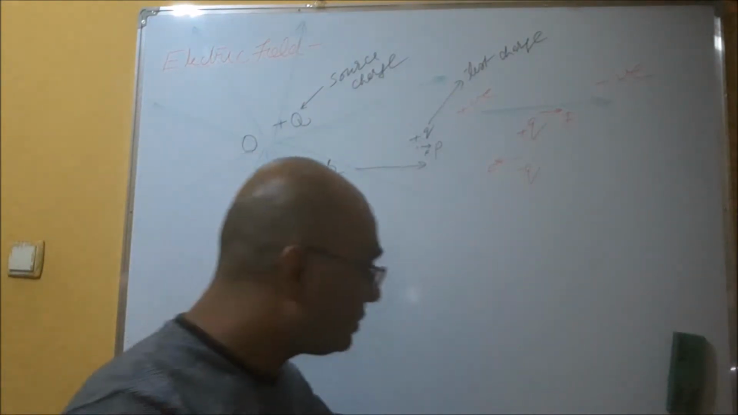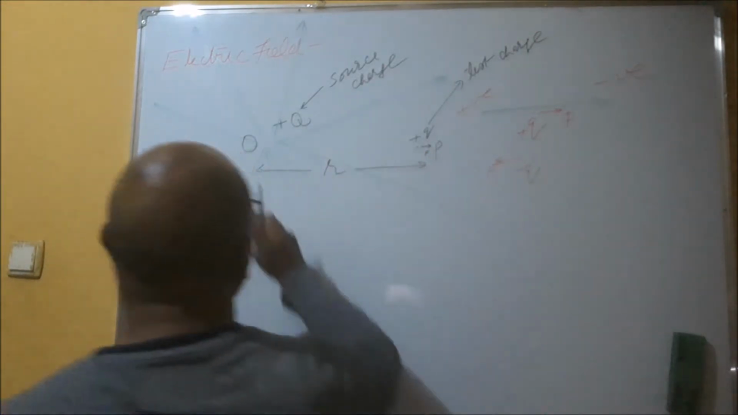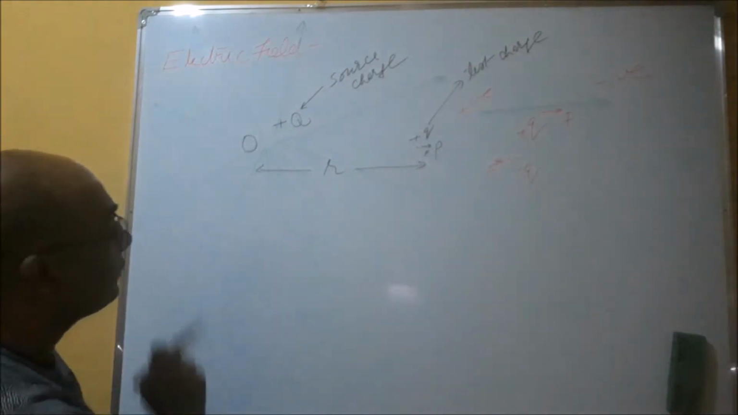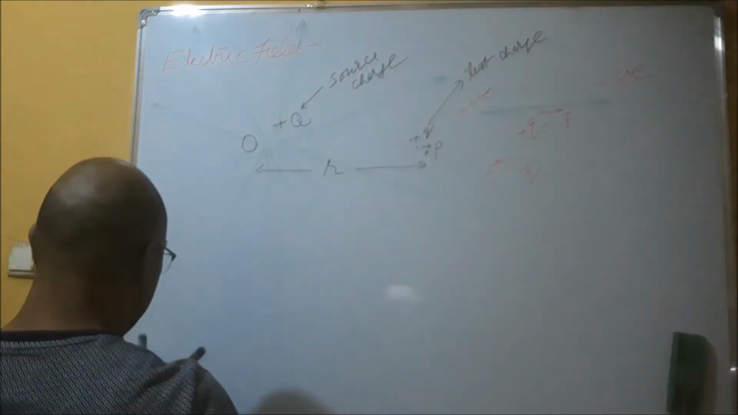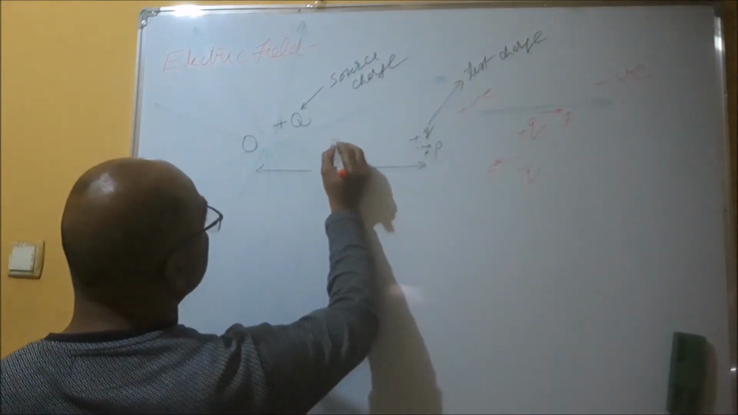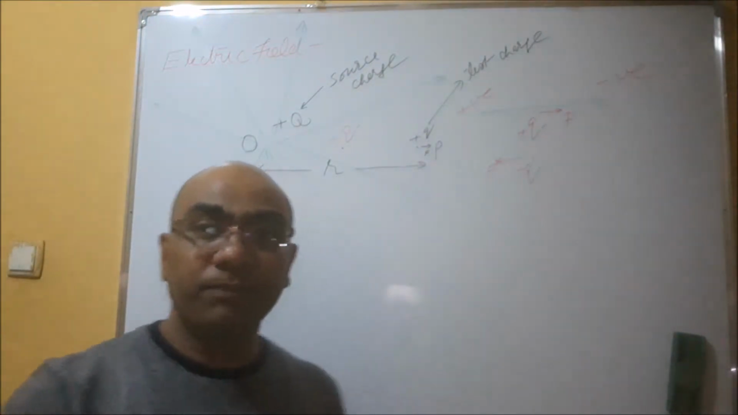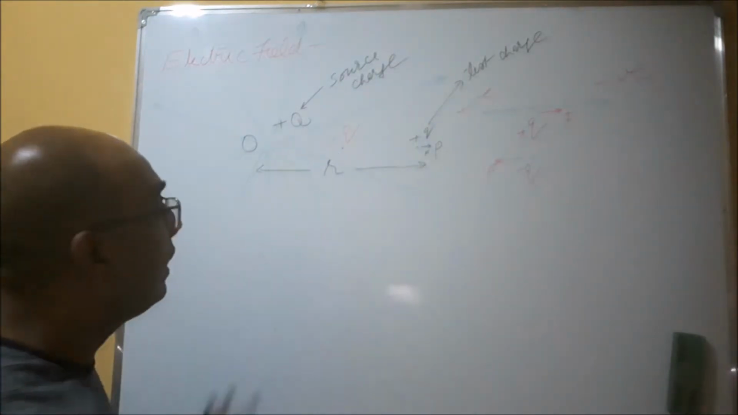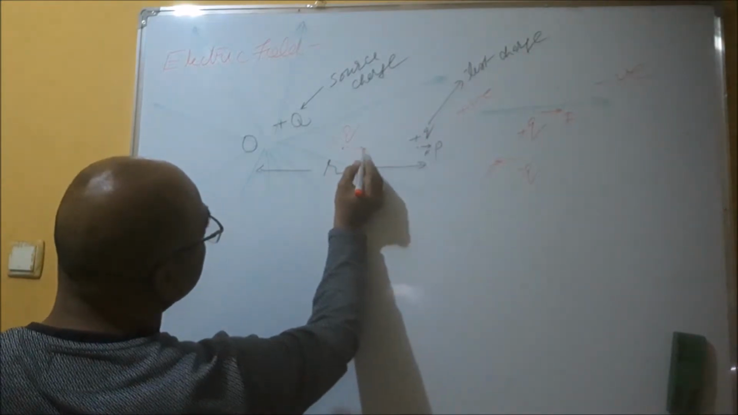I am saying, suppose, I am using the same figure. If I have a plus q charge over there, the electric field lines are moving like this. And if I have any charge particle, a test charge particle plus q, placed at this point, what will happen? This plus q will repel this plus q. And since it will repel, what would be the force direction?